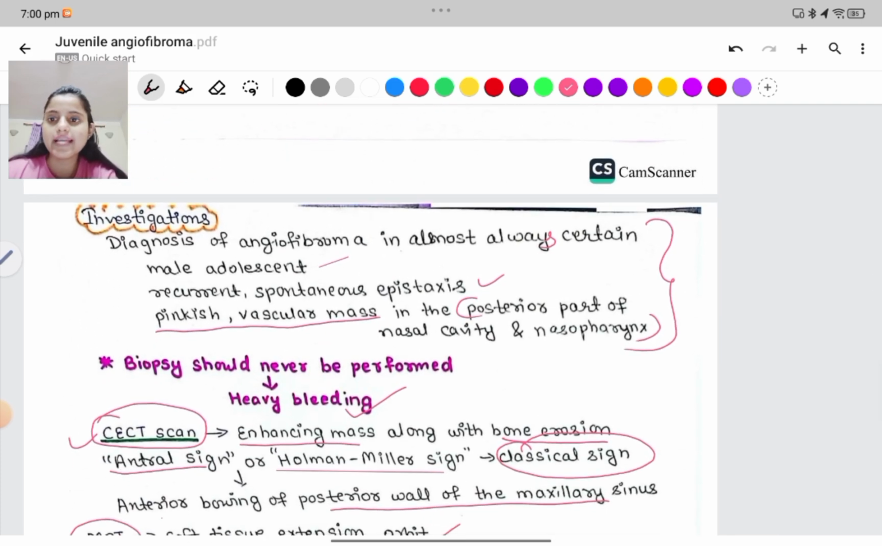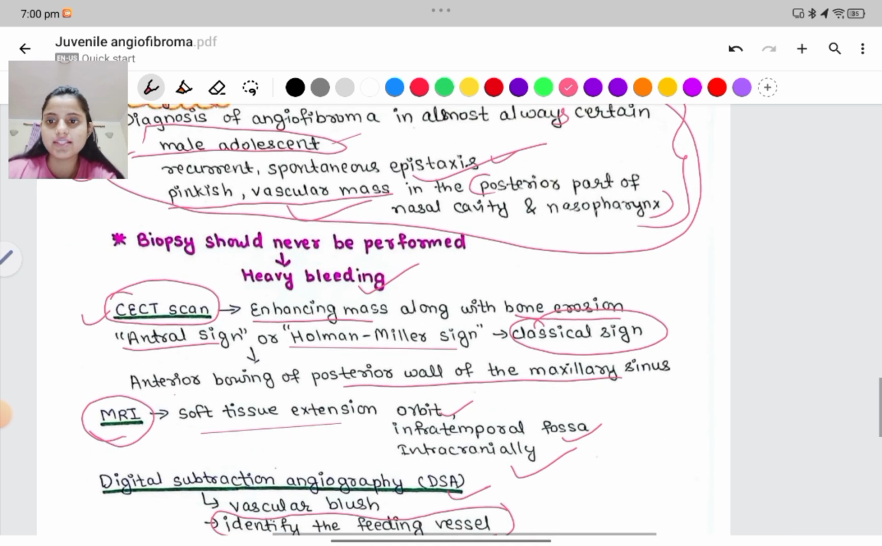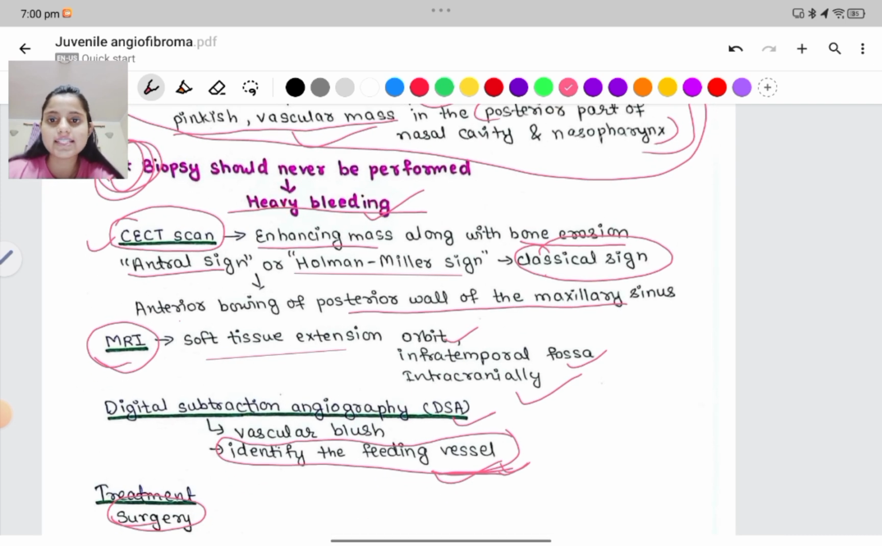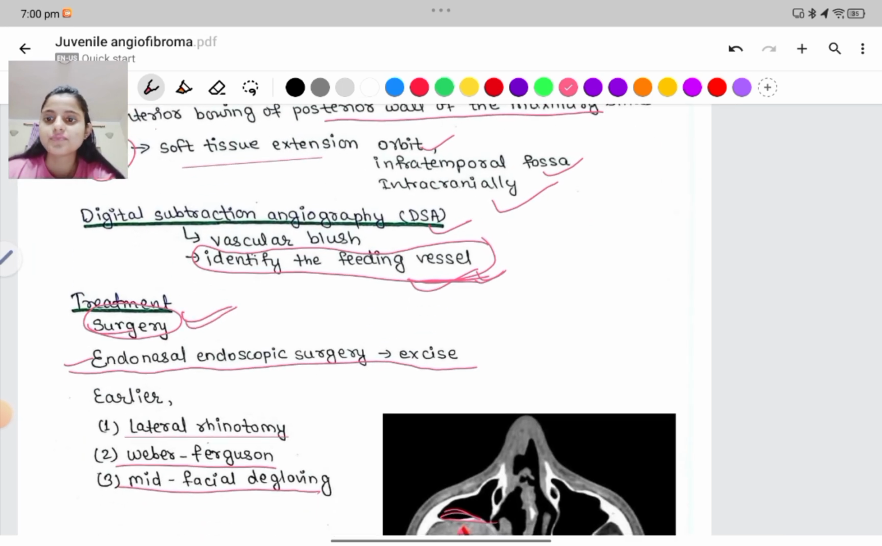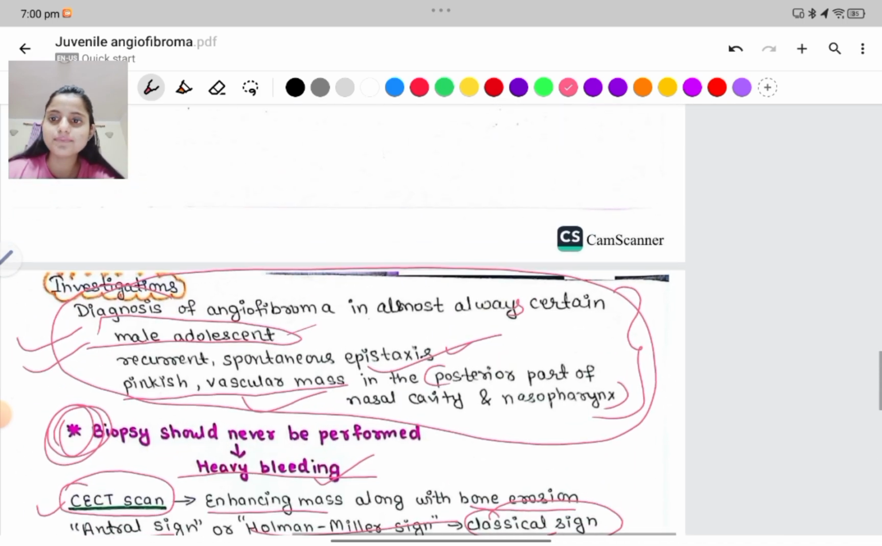On investigation, the diagnosis is almost always certain when the patient is an adolescent male with recurrent spontaneous epistaxis and a pinkish vascular mass is seen in the posterior part of the nasal cavity and the nasopharynx. Biopsy should never be performed because it is a very vascular tumor which will cause heavy bleeding that will be difficult to control. On contrast CT, the classical sign is the Holman-Miller sign. Treatment is mainly surgical. Earlier, lateral rhinotomy, Weber Ferguson, and medial facial degloving were performed. This is all about juvenile angiofibroma.